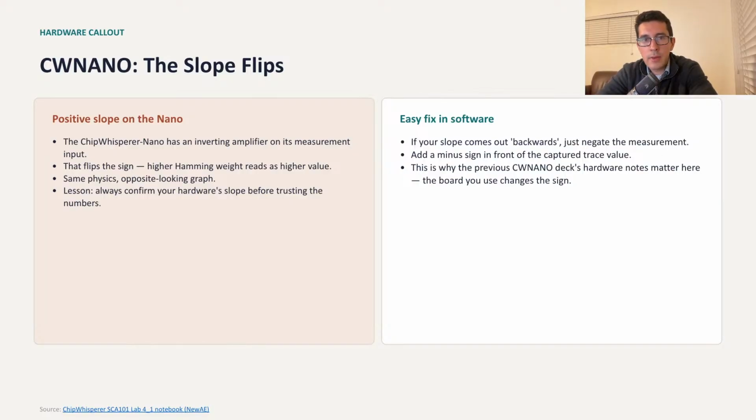The ChipWhisperer Nano is a special case because it has an inverting amplifier on its measurement input. That hardware inverts the sense of the signal, so now higher Hamming weight actually shows up as a higher measured value. The slope flips to positive. Same underlying physics, just inverted by an analog front end. The practical lesson is always confirm your hardware slope before you start implementing these plots. If the slope comes out backwards relative to what your theory expects, you can compensate in software by simply negating the traces, but you need to be aware that your board might be flipping that sign.